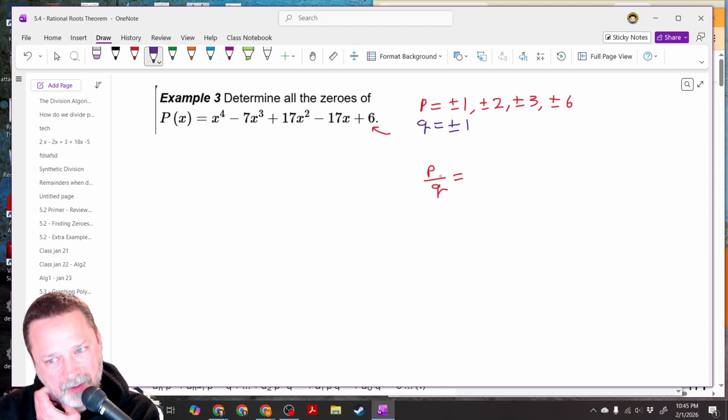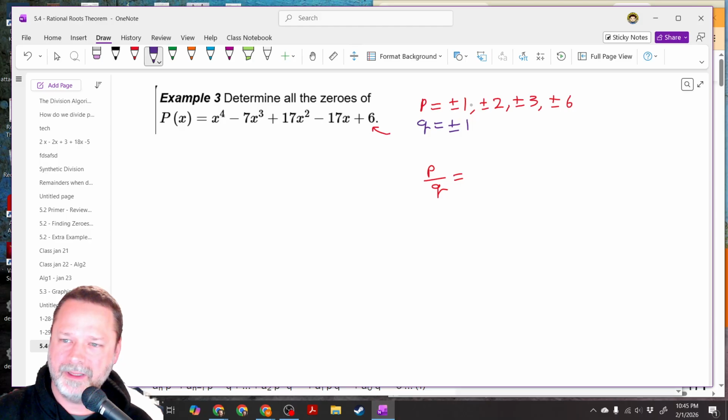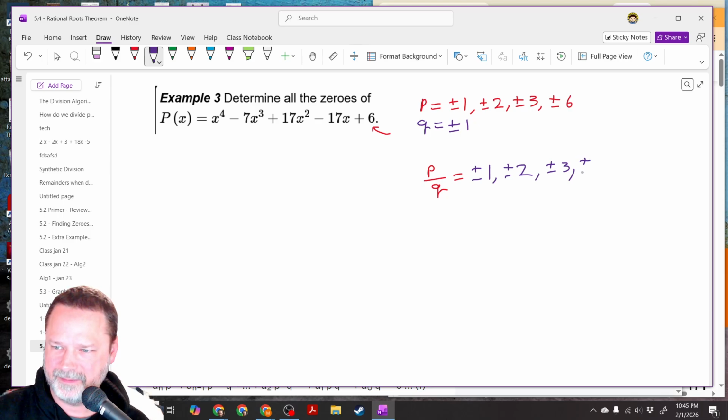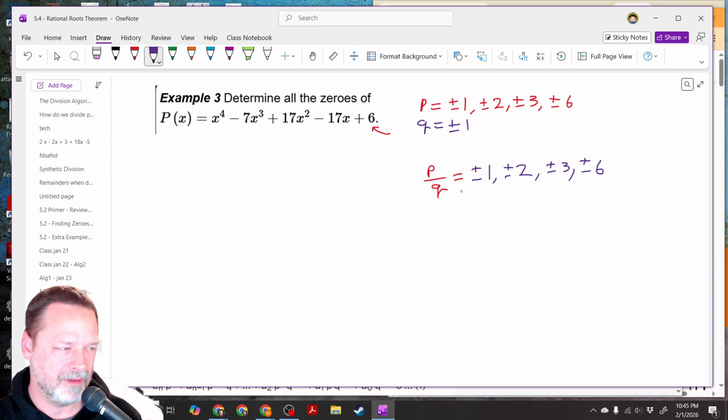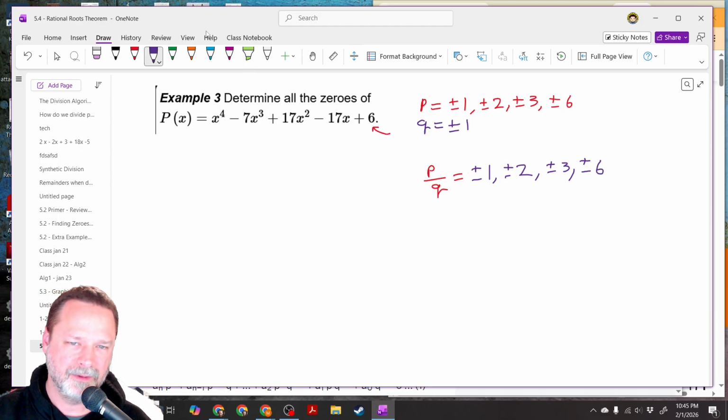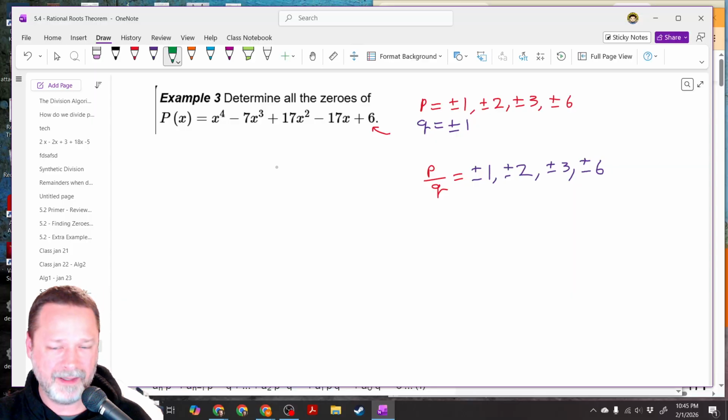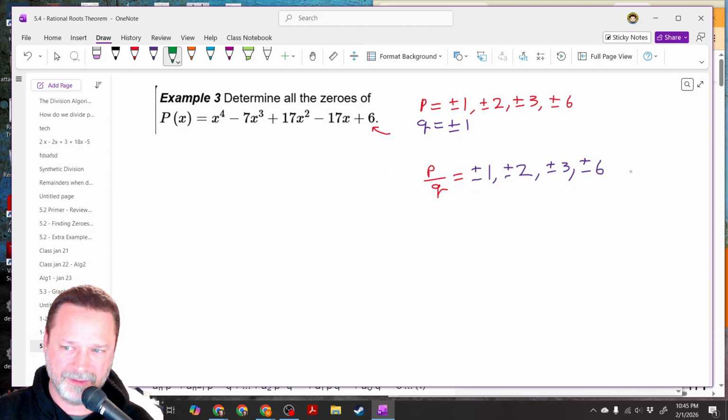So what are our p over q's? Well, it could be 1 over 1, which is 1. It could be 2 over 1, which is 2. 3 over 1, which is 3, so we've got plus or minus 3. And 6 over 1, which is 6, plus or minus 6. There's our list of all our possible rational roots. It's a very powerful, really fun theorem. So if there are rational roots, this is all of them. There's 2, 4, 6, 8 possible.